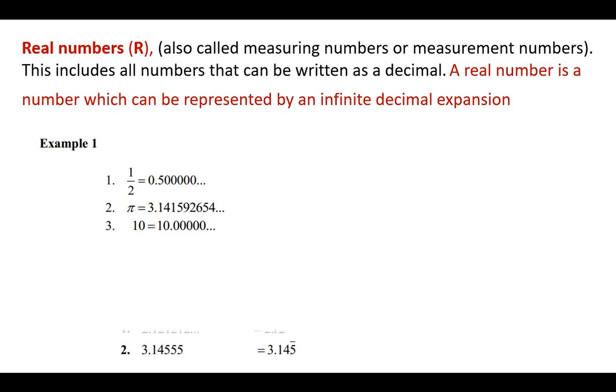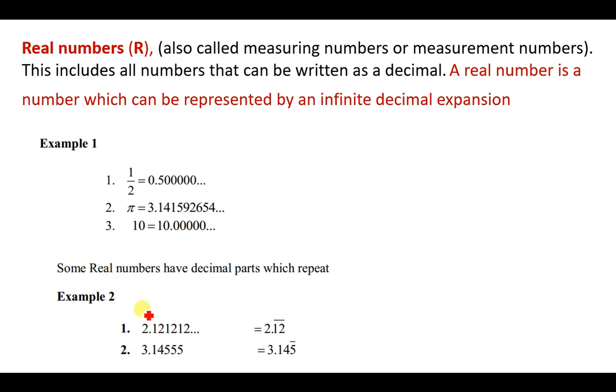Okay, so some real numbers have decimal parts which repeat. For instance, you have these real numbers which repeat. We've seen that 1, 2 are repeating. So when you say 1, 2, 1, 2, 1, 2, 1 and 2 are repeating, so you just put a bar on top of 1 and 2 to show that they are repeating. We also have this one here, which is 3.1455555. The 5s keep on repeating, so we have a bar on 5.